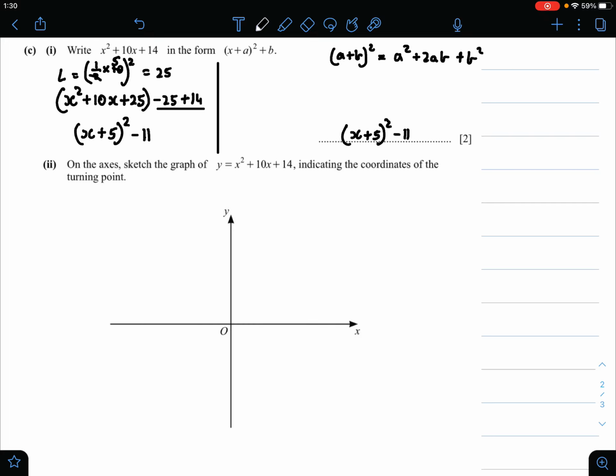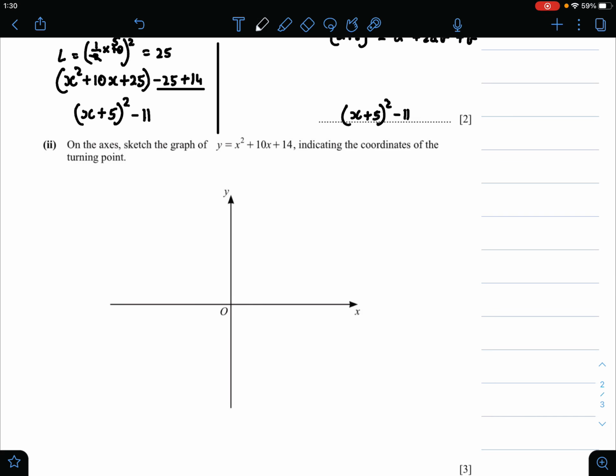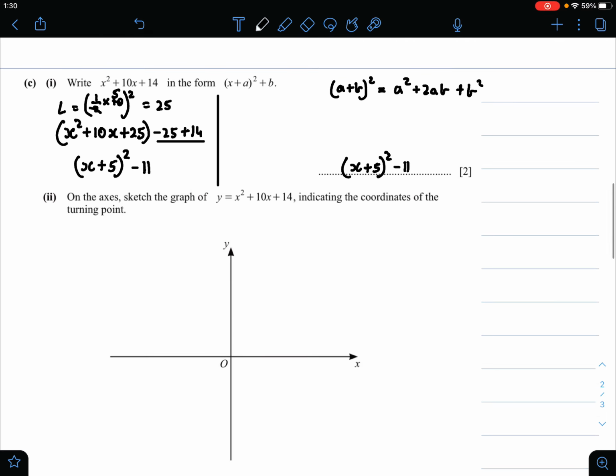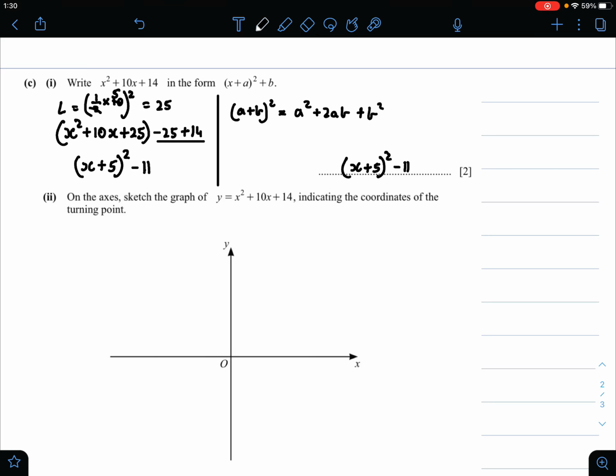Now let's move to part C2, where they are asking us, on the axes, to sketch the graph y is equal to x squared plus 10x plus 14, indicating the coordinates of the turning point. Okay, so as you know, in the previous question we found the same equation, and we changed it into a different form, an easier form to plot. So we can simply use the new equation. So we can use y is equal to (x plus 5) the whole squared minus 11.